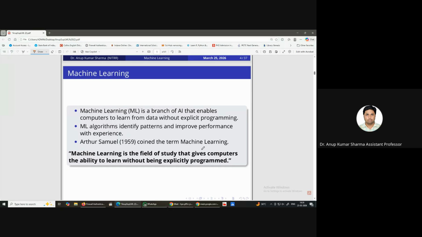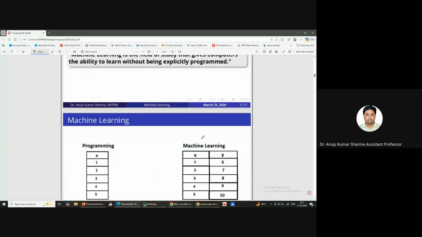So I will define machine learning. Machine learning is a branch of AI that enables computers to learn from data without explicit programming. That means we train models, and after that the models on their own can understand the data and give the result. Examples are robots, humanoids, and some parts of games. Arthur Samuel, in 1959, coined the term machine learning.